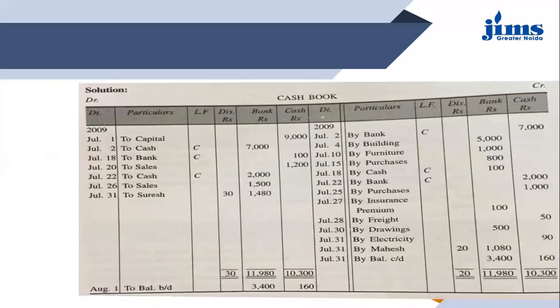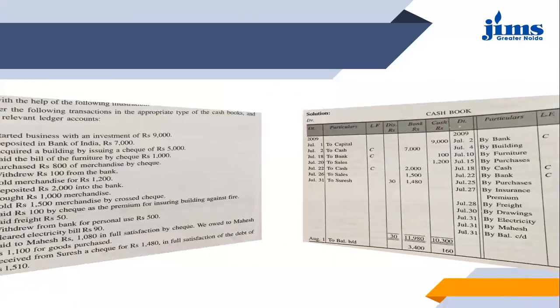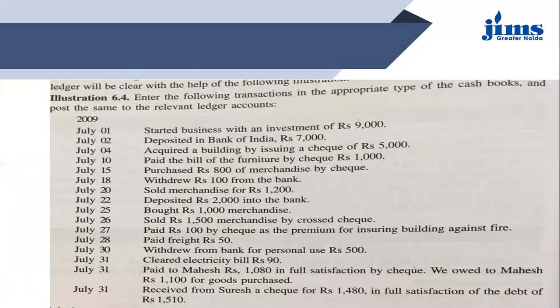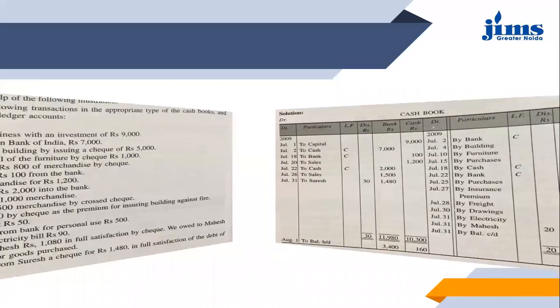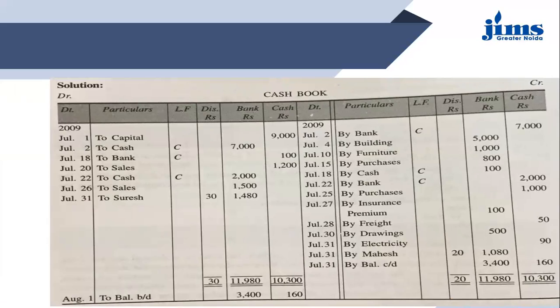Then on 31st July, cleared electricity bill 90 rupees. So it would have been by electricity 90 rupees cash. Then next is paid to Mahesh 1080 in full satisfaction by check. We owed Mahesh 1100 for goods purchased. So now the payment is being done to Mahesh. So by Mahesh, and since it is by check, 1080 under the bank column. And since 1100 was the final amount due to Mahesh, the discount received in this situation is 20 rupees, which has been entered into the discount column.